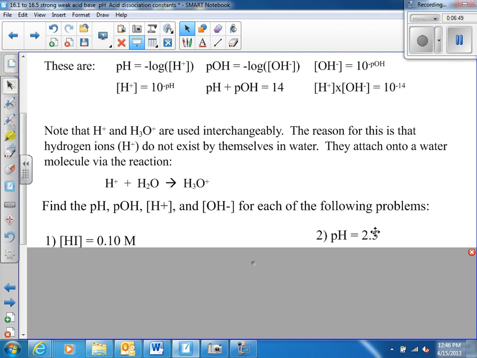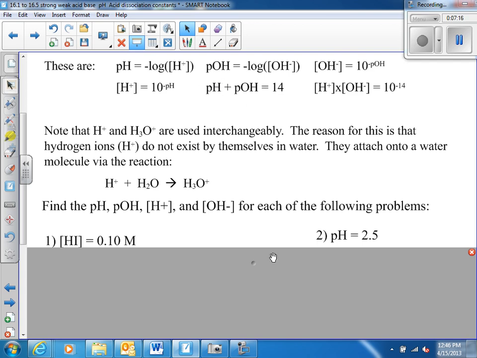I've given you the pH already, and I've asked you to find all these different things. Well, if I have pH, it's really easy to find H plus, because H plus is just 10 to the negative pH. So that would be 10 to the negative 2.5. You'd have to plug that into your calculator. You'll get a concentration. Also, pH and pOH, I know they add up to 14. So if I plug in 2.5 here, I can solve for the pOH.